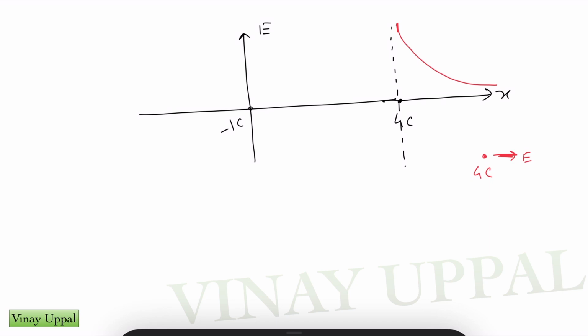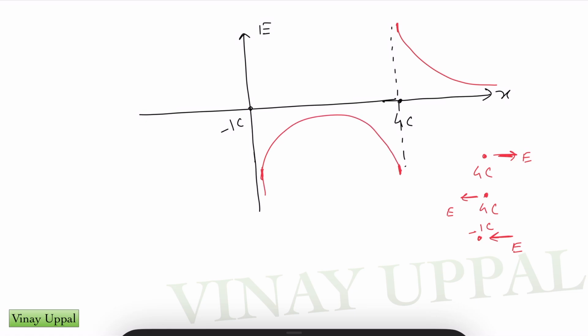Now between -1 Coulomb and 4 Coulomb, let's go to a point which is just to the left of 4 Coulomb. Once again the electric field will be away from 4 Coulomb and it will be tending to infinity. So electric field is to the left, that means it is negative infinity, and very close to -1 Coulomb, just to the right of -1 Coulomb, the electric field will be towards -1 Coulomb. So it's again to the left, so negative infinity once more. So I'll have this sort of a graph.